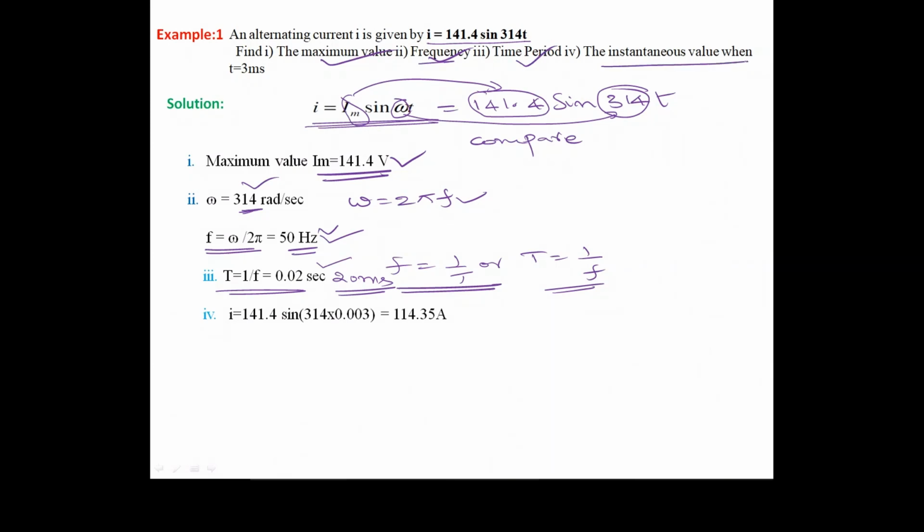Then the instantaneous value of current when time is 3 milliseconds. The given expression is itself the instantaneous value. In place of t, you substitute 3 milliseconds. Then you will get I is equal to 141.4 into sin of 314 into 0.003, which will be around 114.35 ampere. Likewise, the instantaneous value of this current at t equal to 3 milliseconds can be determined. Now is it clear?